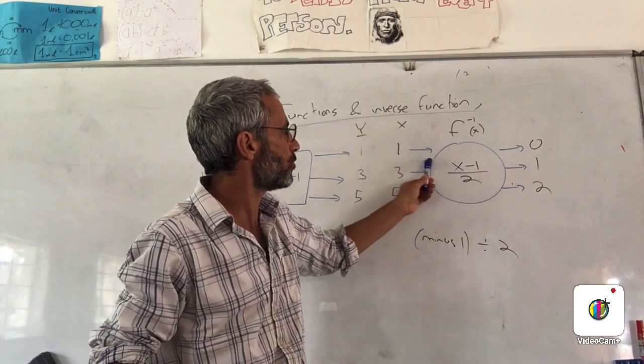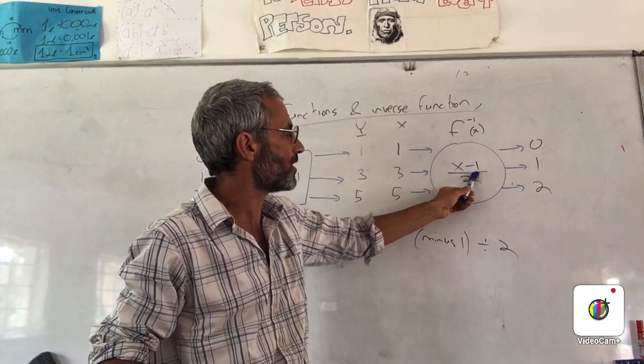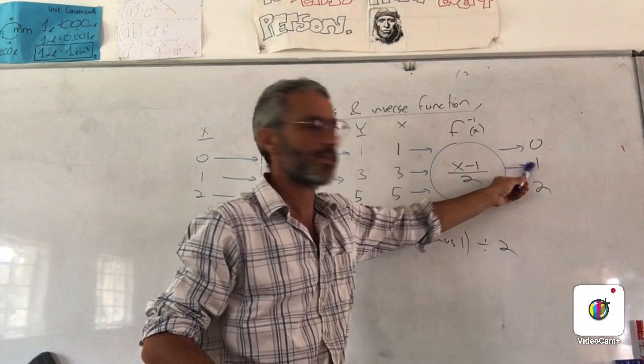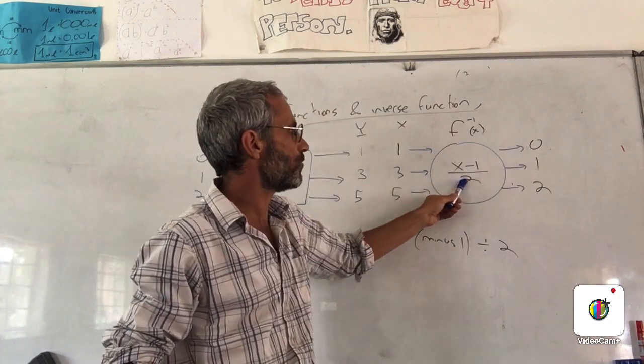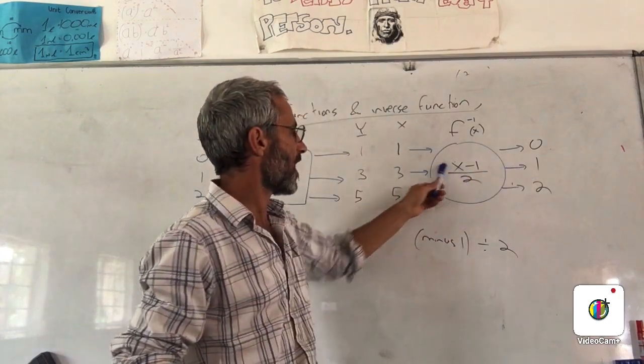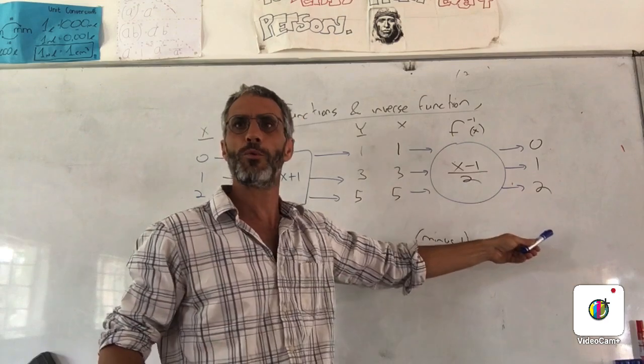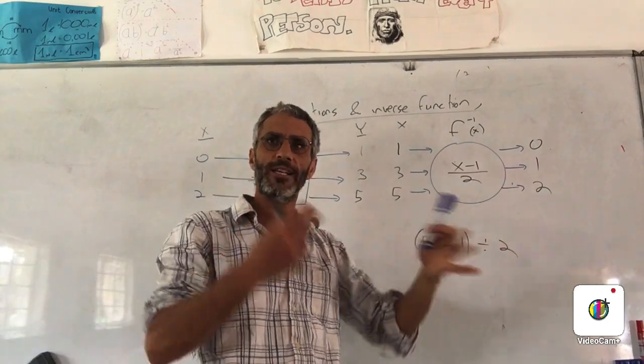If I put 1, what do I get here? 1 minus 1 over 2 is 0. 3 minus 1 over 2? 1. 5 minus 1 over 2? It's 2. It works. Now, all he's asking is, is this the only way of doing it?